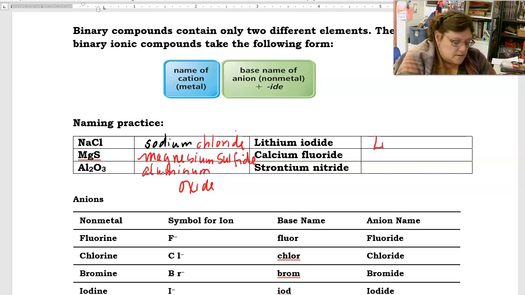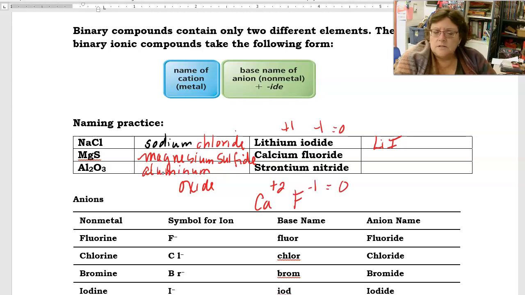Lithium is a +1. Iodine is a -1. Do those add up to 0? Yes, they do. So we just write LiI. Calcium is a +2. Fluorine is a -1. What do I need to do to get those added up to 0? I need 2 fluorines, right? 2 minus 2 is 0. So I would write him calcium fluoride with a 2.